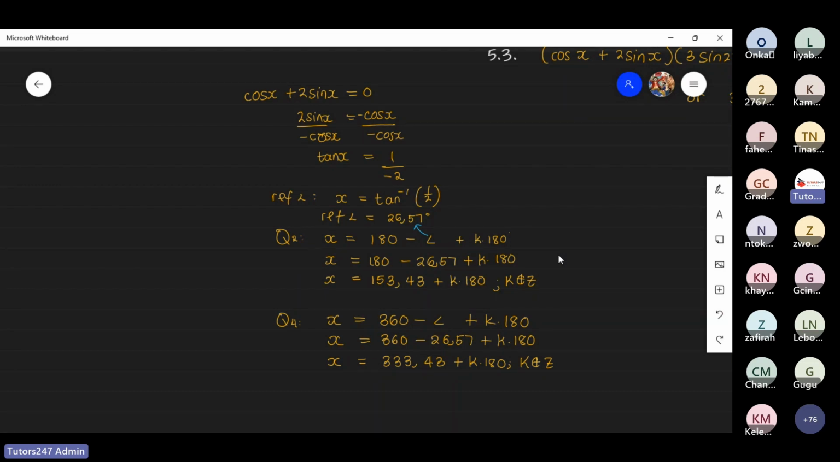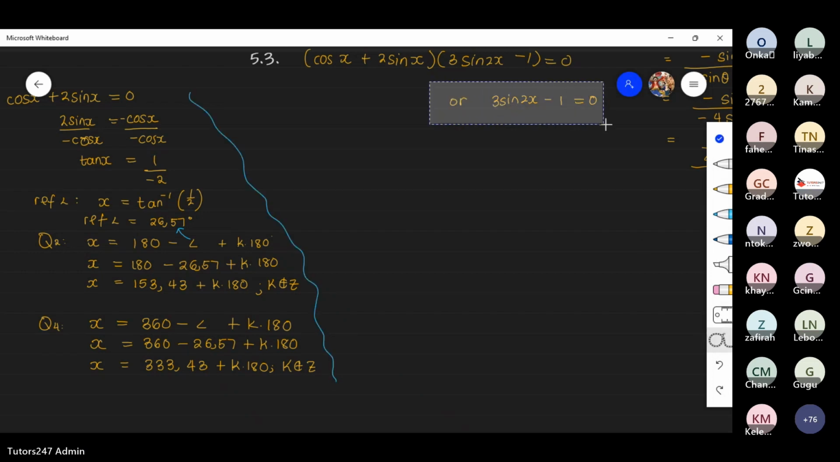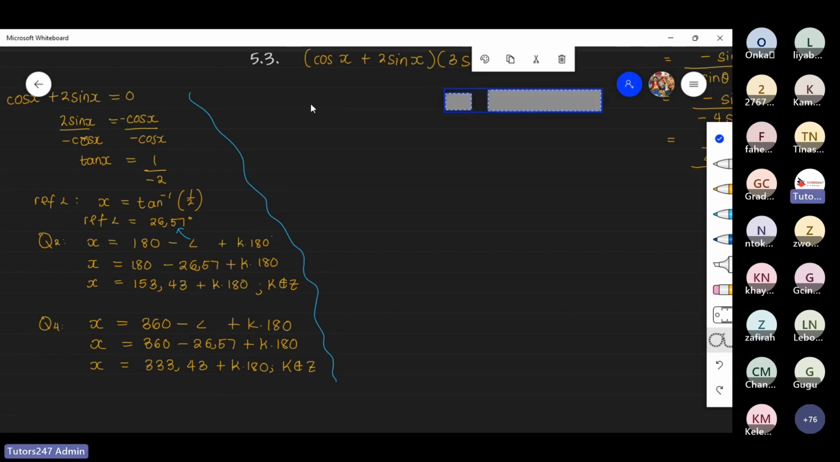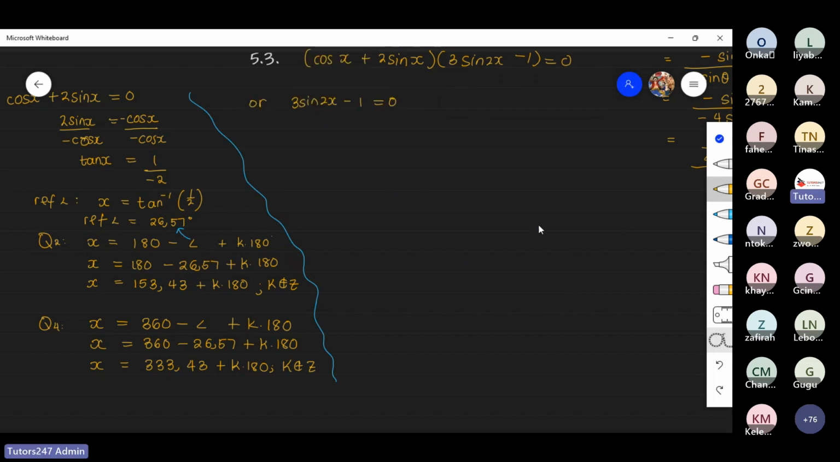So for the left hand side, that is our solution. Don't forget, we still have a right hand side. Our question is not complete as yet, okay? So let us move over to the right hand side and try to complete this. Okay, so let's have a look.